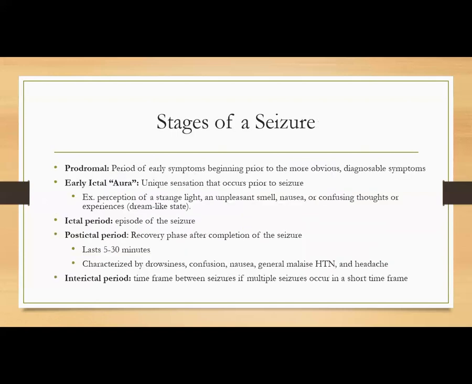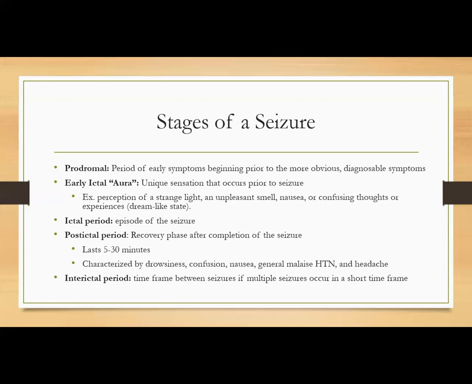So with seizures, because we're going to mostly talk about seizures when it comes to this, you've got different stages of seizures. You've got prodromal, early ictal aura phase, ictal period, postictal period, and interictal period. So your prodromal is the period of early symptoms beginning prior to the more obvious diagnosable symptoms. If you're thinking about this in the same way that you think about the stages of headaches, it kind of makes sense.